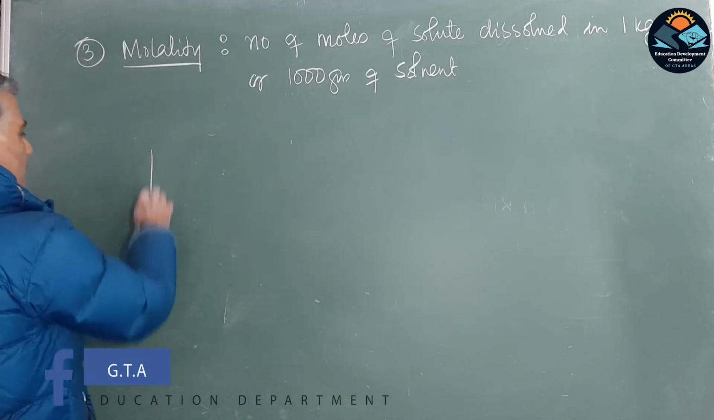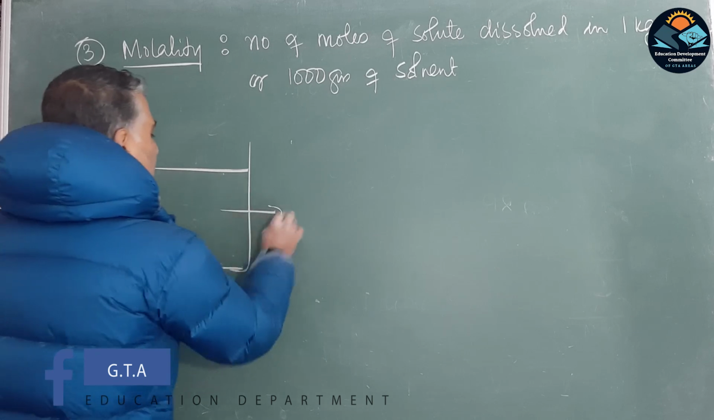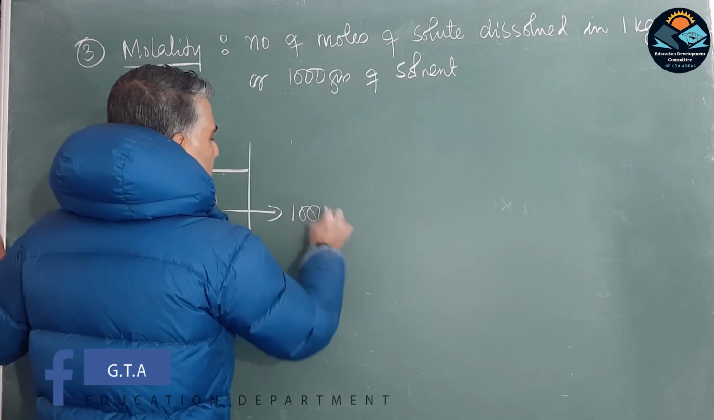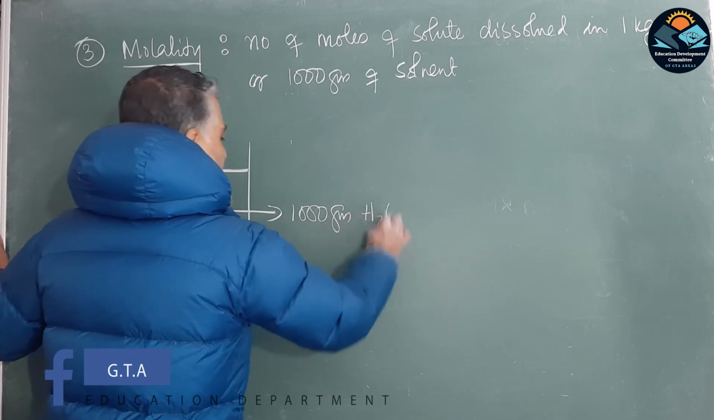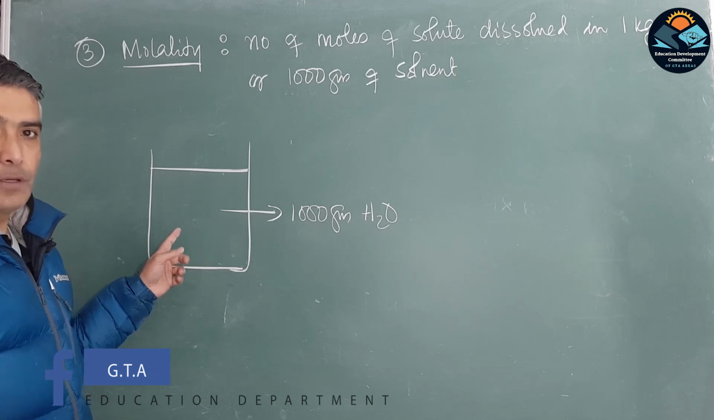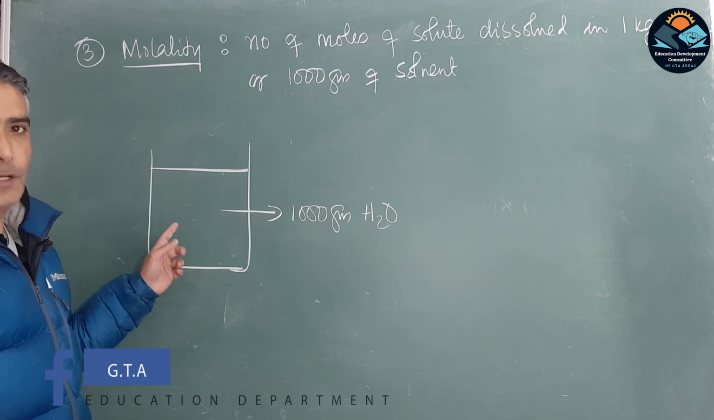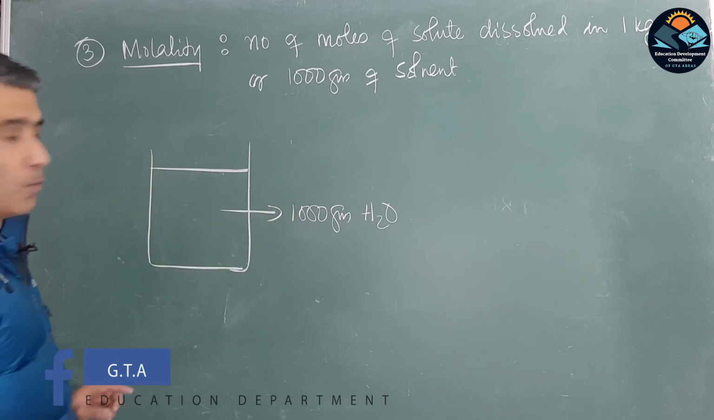So what's the meaning of that? Let me explain. Right in the beginning you are supposed to take 1 kg of solvent. So I have taken 1 kg of water, that is 1000 grams of water. So it's not 1 kg of solution or 1 liter of solution, only 1 kg of solvent. So directly 1000 grams of water I have taken.